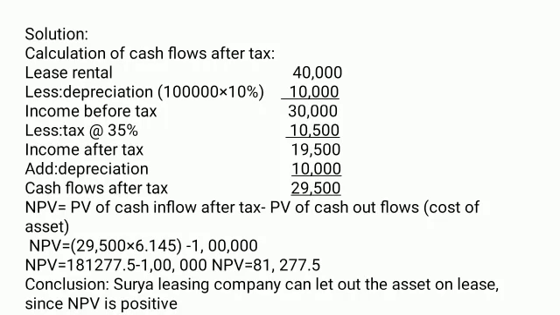From this income before tax, that is 30,000, we have to subtract tax at the rate of 35%. We will get an amount of 10,500 as tax. After the subtraction of tax, we arrive at income after tax of 19,500. To this income after tax, we have to add back the depreciation of 10,000. Finally, we get the cash flows after tax, that is 29,500.